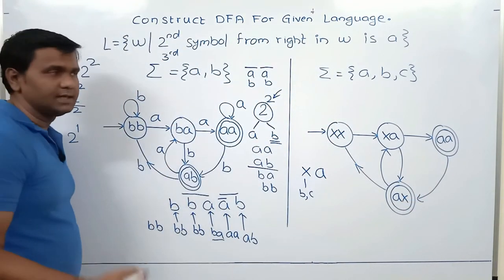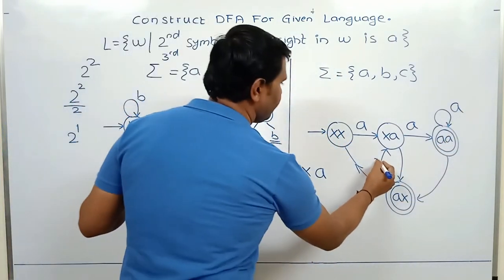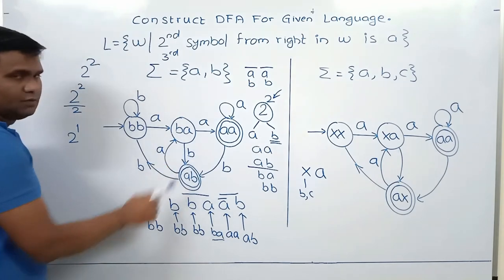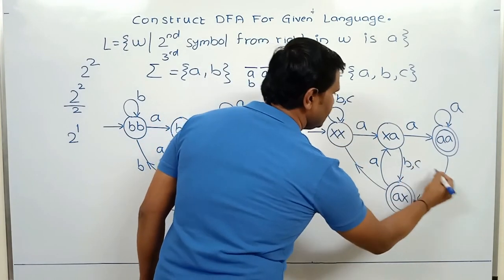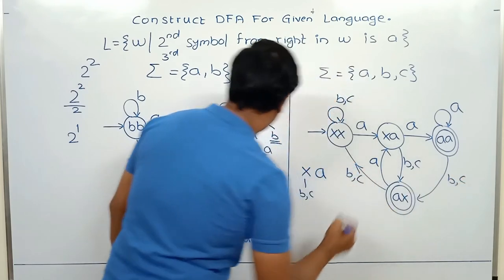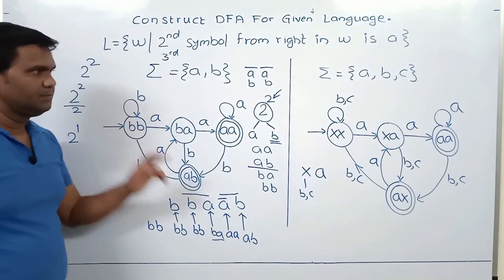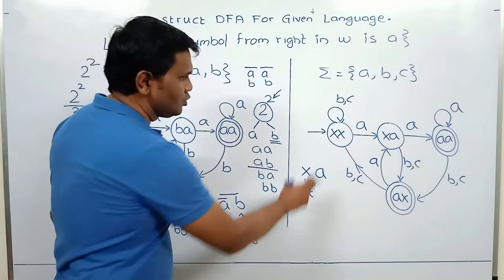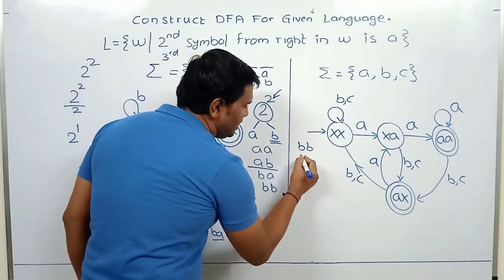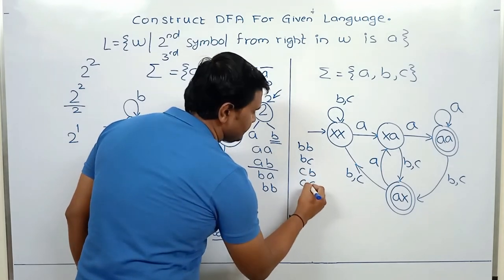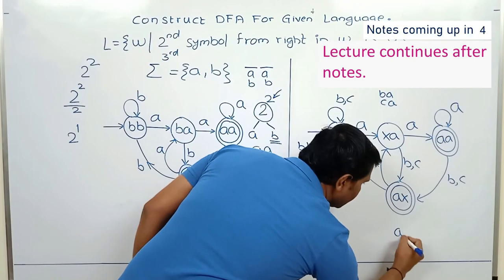Transitions on A will remain exactly the same. Here we have A, here we have A, here we have a loop for A, and then here we have A. Wherever there is B, we have to handle B or C. So here we handle B or C, B or C, B or C, B or C. So these 2 DFAs are exactly the same. The only difference is that for other than A, we had only one option, B, and here we have 2 options, B and C. So state XX handles the last 2 symbols BB, BC, CB or CC. XA handles BA and CA. AX handles AB and AC.